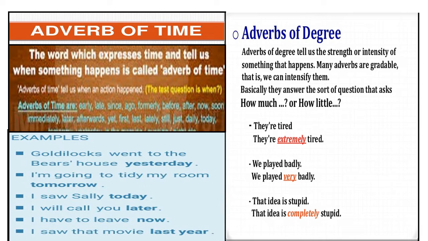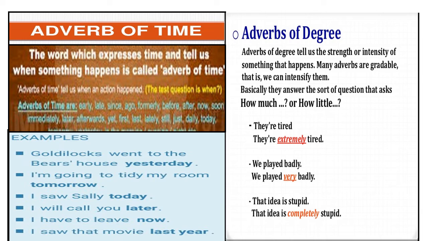Let's look at the next adverb, which is adverbs of degree. Now, what does this relate to? It's very simple, children. Adverbs that express the importance or the level of action in the sentence are called adverbs of degree. They tell us the strength or intensity of something that happens. Basically, they answer the sort of questions that ask how much or how little. Look at these examples.